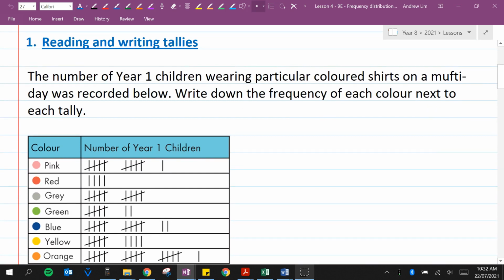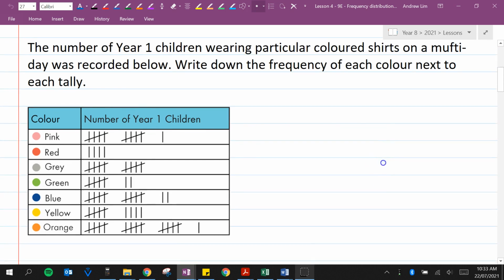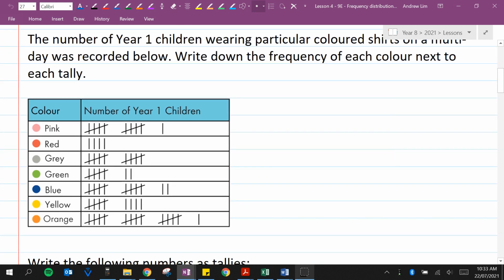The number of Year 1 children wearing particular colored shirts on a Mufti day was recorded below. Write down the frequency of each color next to each tally. Now the word frequency just means how often it occurs. Okay, so here we've got pink, we've got 5 plus 5 plus 1, that's 11.